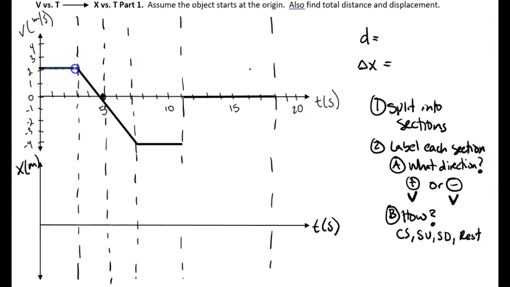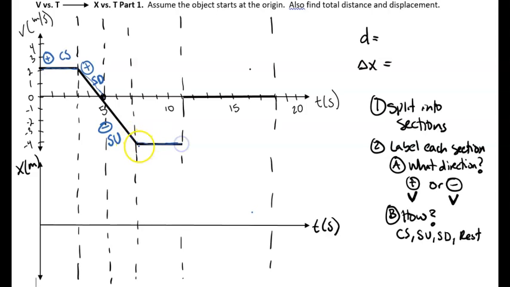Perfect. So I'll go ahead and label that for each section. This first section, it looks like you're going 2 meters per second. So that's a positive direction, and that's constant speed. This next section, you're going from 2 meters per second to 0 meters per second. So you're still moving in a positive direction because your velocity is positive, but you are slowing down. Then this next section, you're going from 0 meters per second to -4 meters per second. So you're speeding up, but in a negative direction. Your velocity is negative, so you're moving in a negative direction, and you're getting faster.